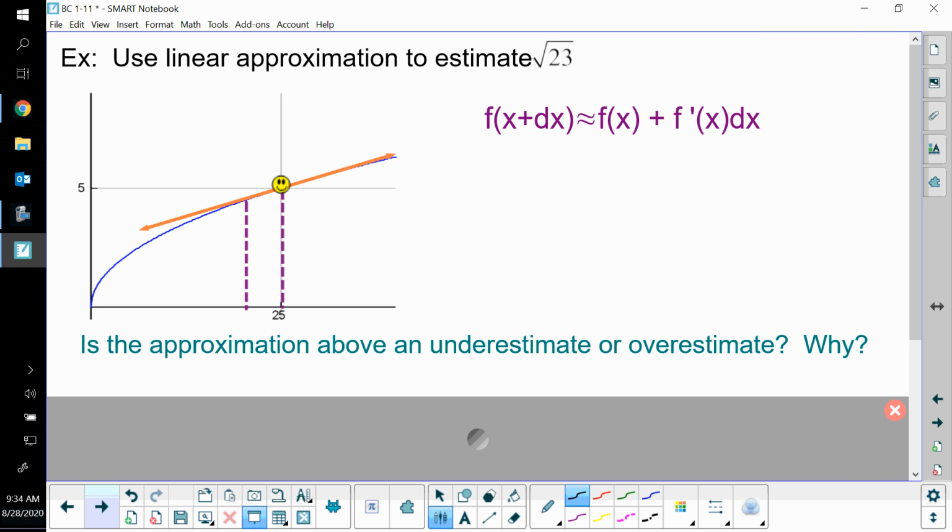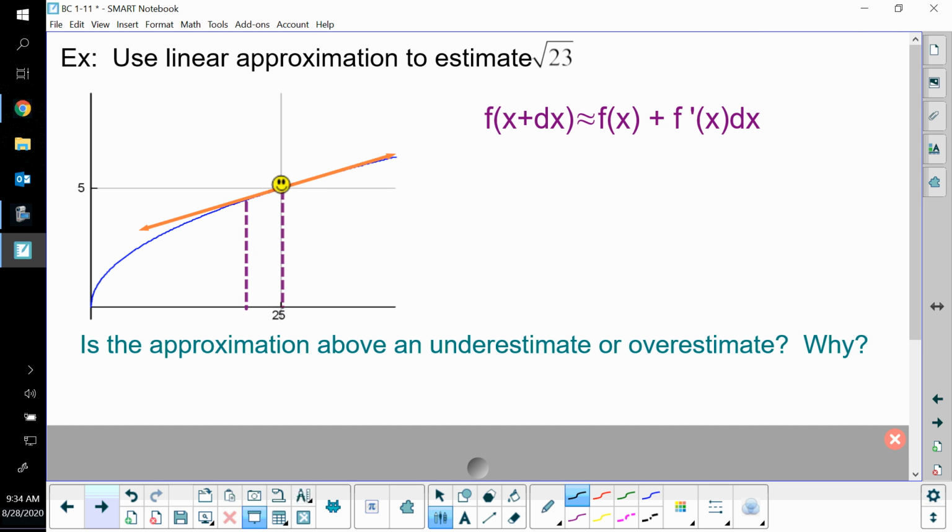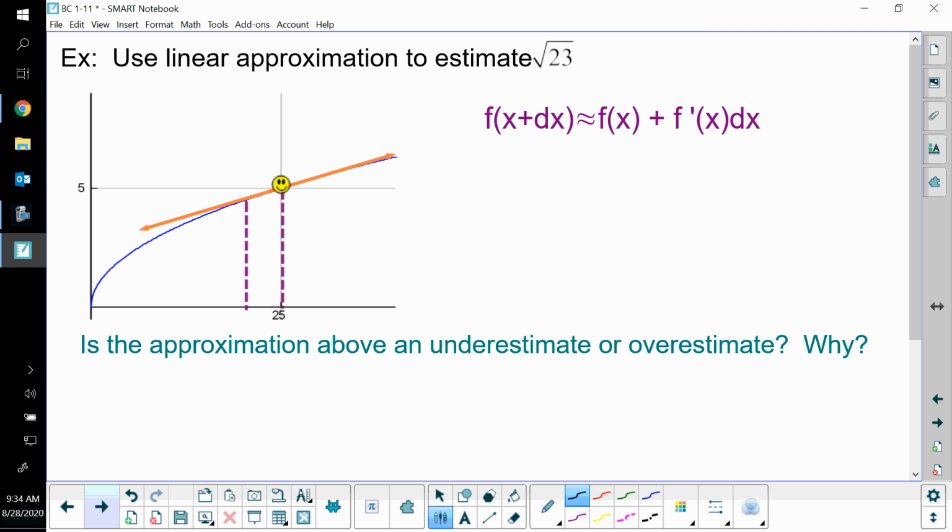All right, so we're going to use linear approximation to estimate radical 23. So we're going to work with the equation y equals square root of x. Our point of tangency that is nice and nearby would be 25 in for x, meaning we get back 5. So this part here is just going to be 5. That's the y value at the point of tangency.